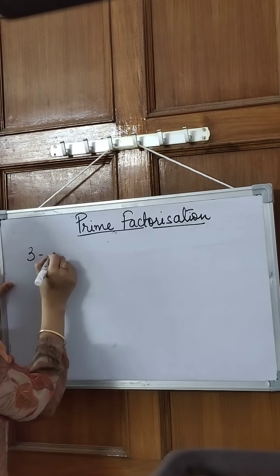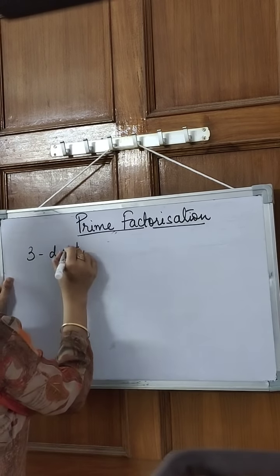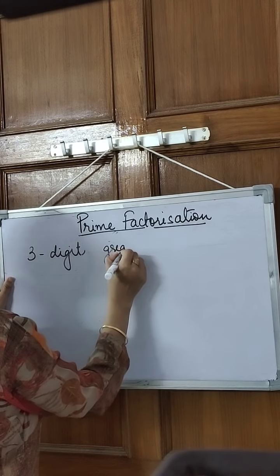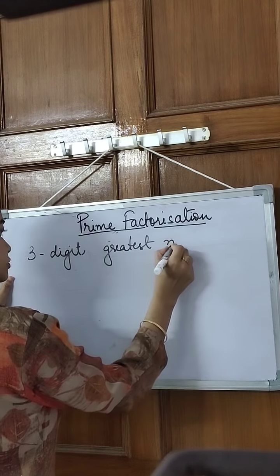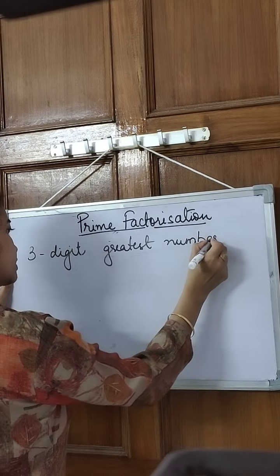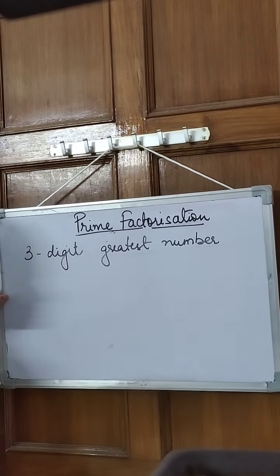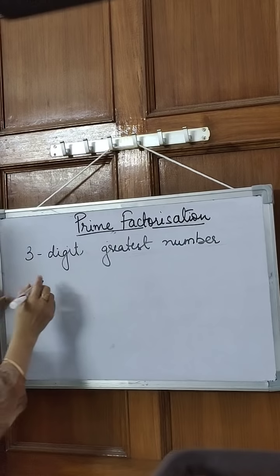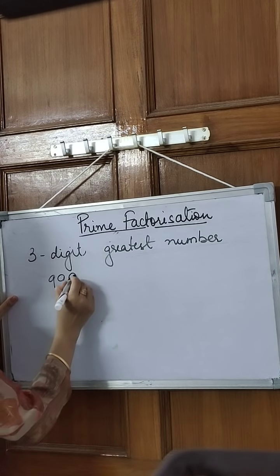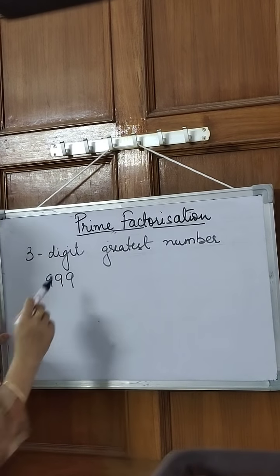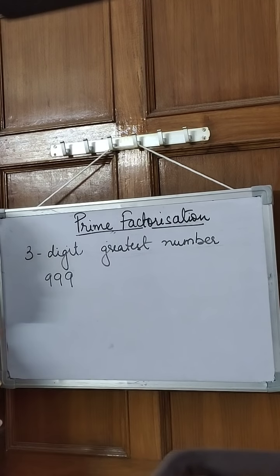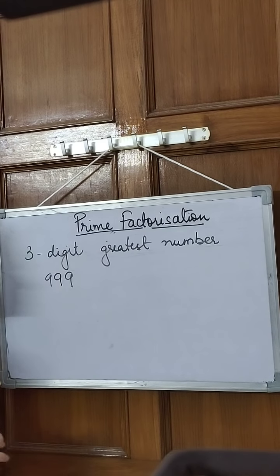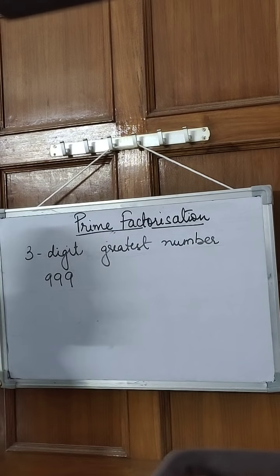So 3 digits, greatest number. What is the 3-digit greatest number? How do we write the greatest number? We write 999. It's a 3-digit number, so I write 3 times 9. So I will get the 3-digit greatest number. And now what are they asking you? They are asking you to simply prime factorize the number and write it in the form.